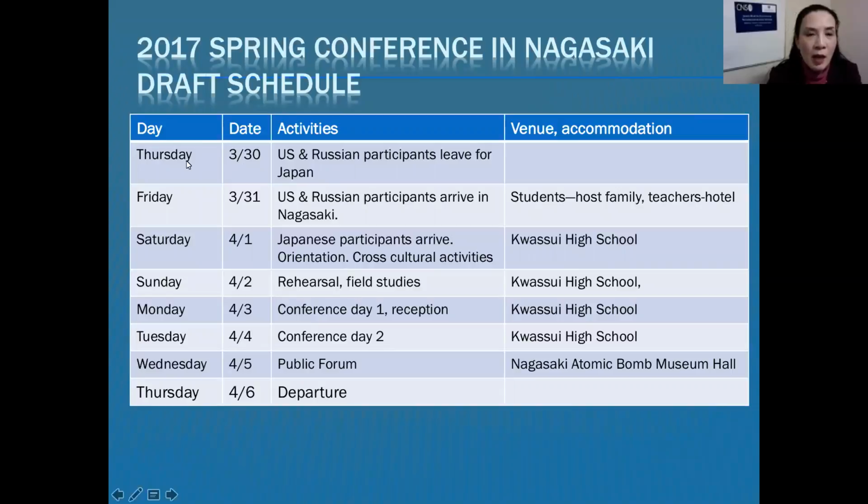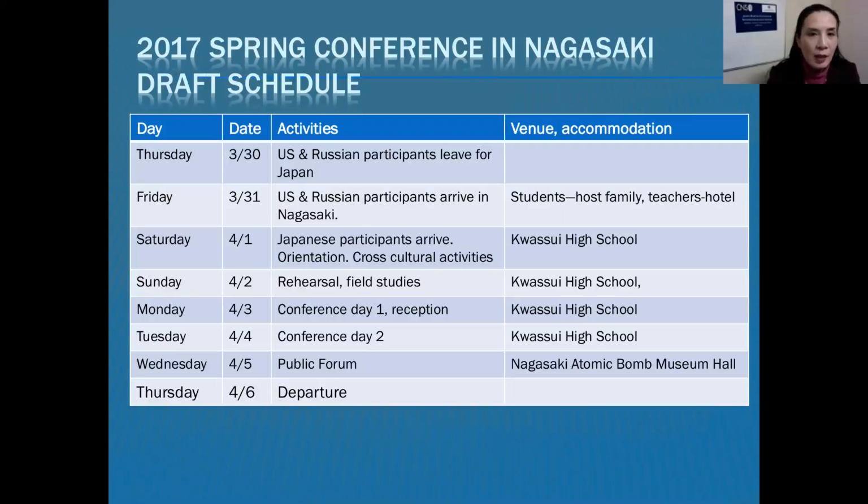Since the conference is going to be on a Monday and Tuesday, US and Russian participants need to leave for Japan on Thursday, March 30th, because of a time difference. If you leave on the March 30th, you will arrive in Japan sometime on Friday, March 31st. Depending on your flight schedule, you may arrive in Nagasaki in the afternoon or sometime in the evening. But in terms of the flight schedule, I will definitely talk to you individually.